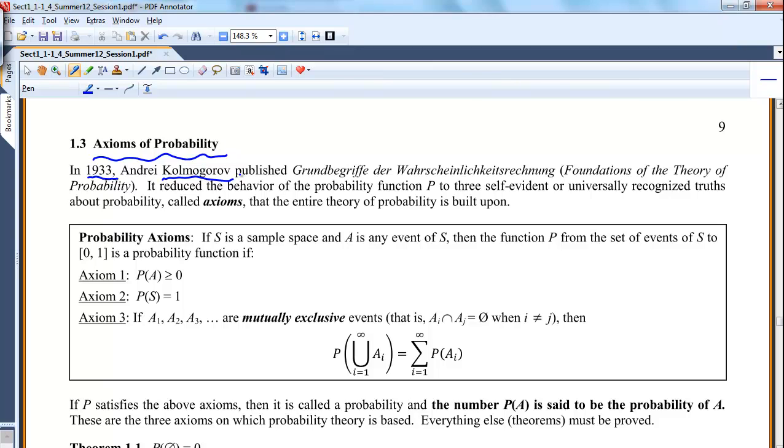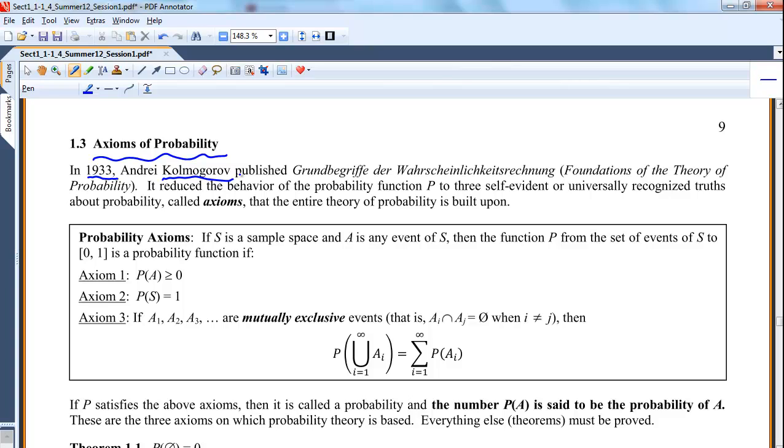Axioms are like self-evident truths. They're the basis for probability theory. You can't prove them. They're just stated facts that have to be true in order to be able to do probability and build from it everything we need.